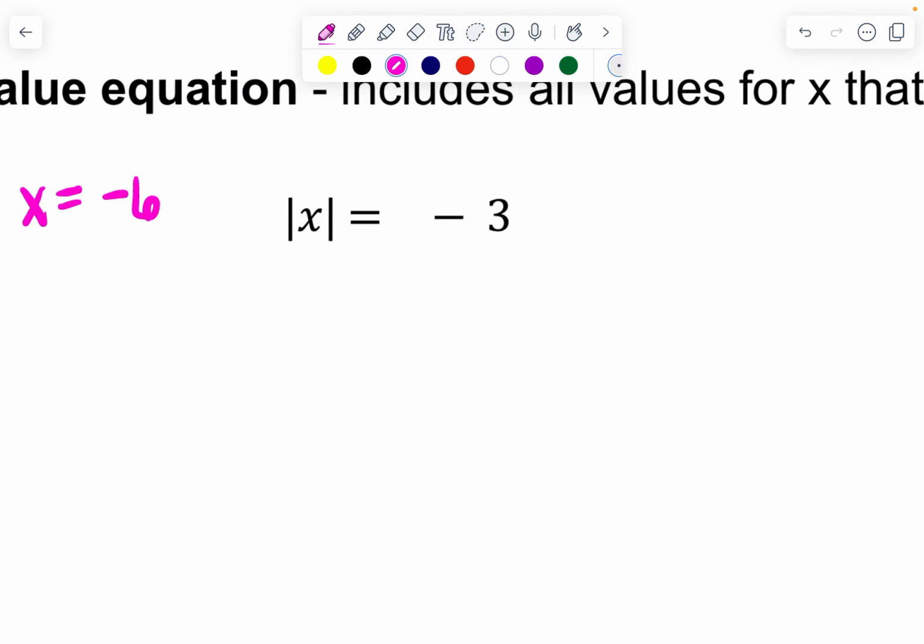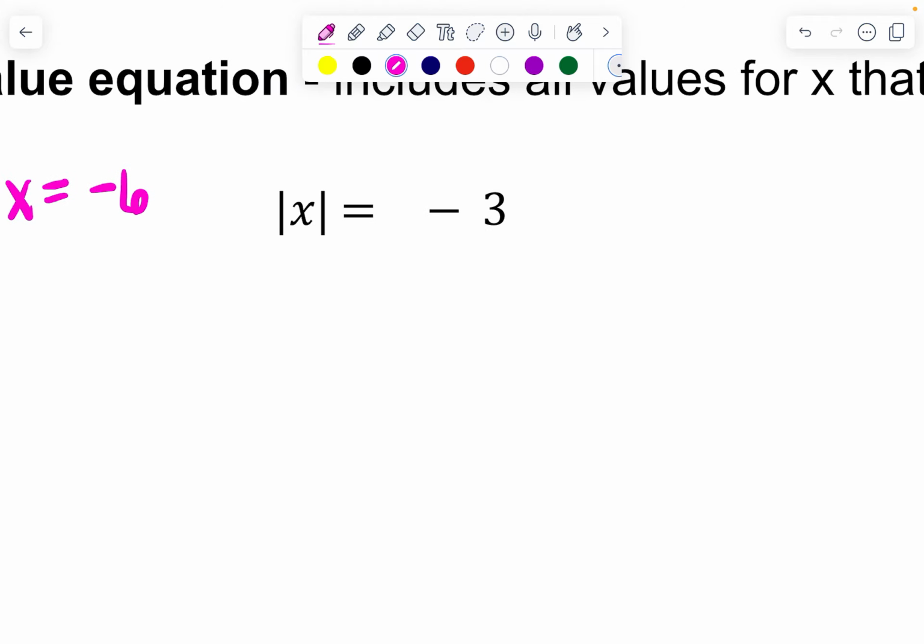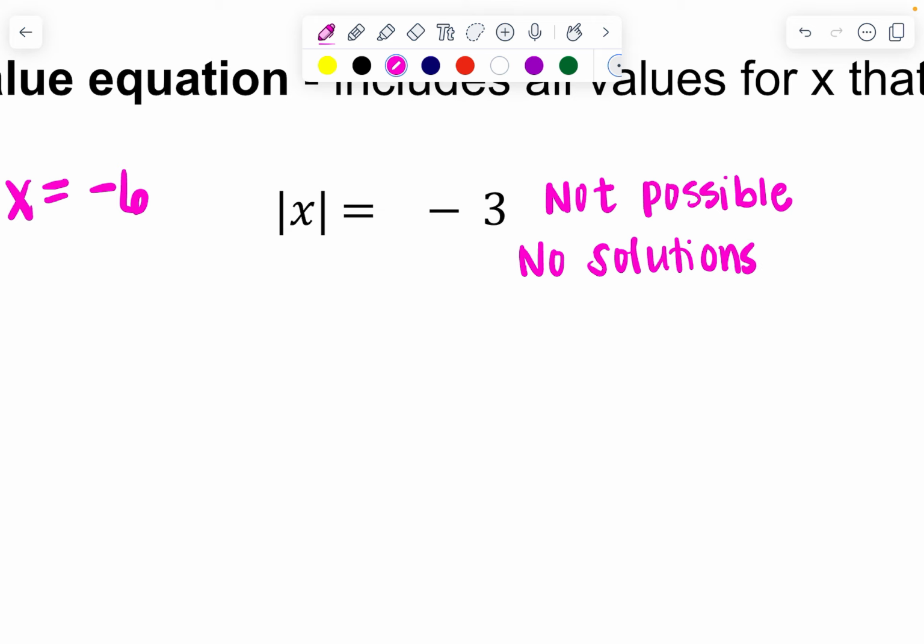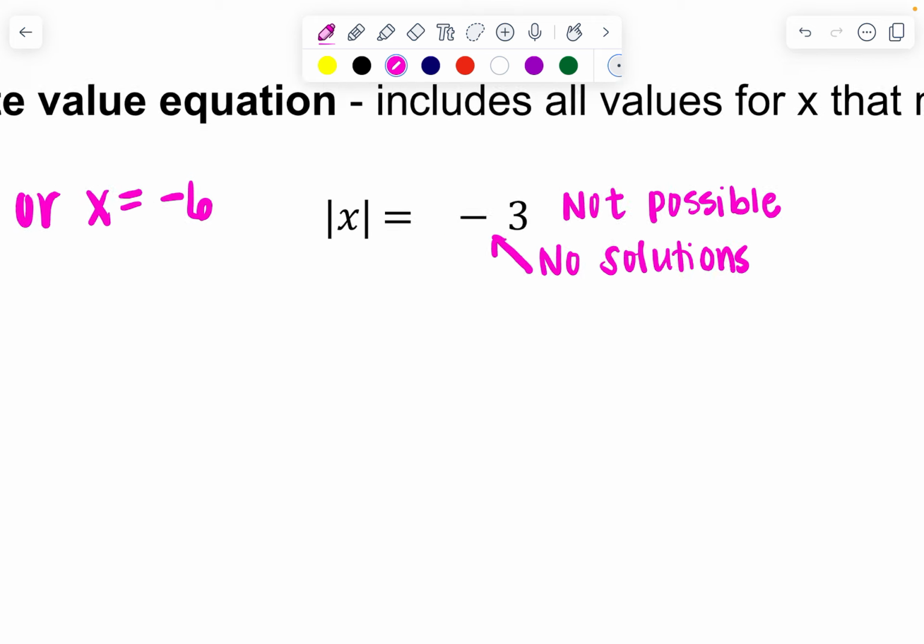Here, this example, it says the absolute value of x is -3. Well, we know that the absolute value of a number cannot be negative. So this is not possible. And in math, if something is not possible, we say that there's no solutions. So again, there's no solutions because of that negative there.